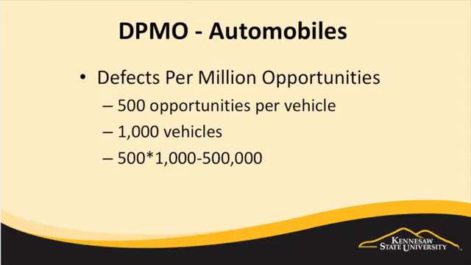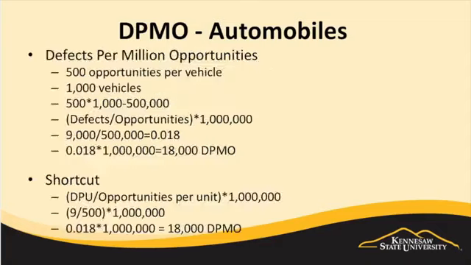If we multiply the number of opportunities per vehicle by the number of vehicles, we find that we have 500,000 opportunities for defects. Remember, to get DPMO, we first divide defects by opportunities. We had 9,000 defects, so we divide 9,000 by 500,000. This equals 0.018. We then multiply this by 1,000,000. Again, we could use the shortcut since we have already calculated DPU, and the result is the same.